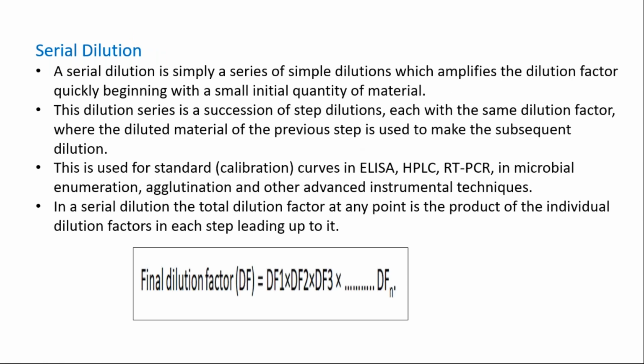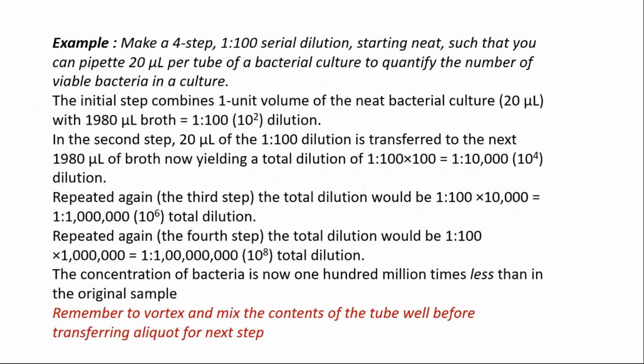And in microbiology, and in terms of ELISA and PCR and other sophisticated techniques, to get accurate results, we do what is called a serial dilution. The serial dilution is the same as the step dilution, but we keep the dilution factor from the first tube to the second tube common, not 10 and 100. So every tube would be a 10 dilution. So you would have 10 into 10 into 10 and so on.